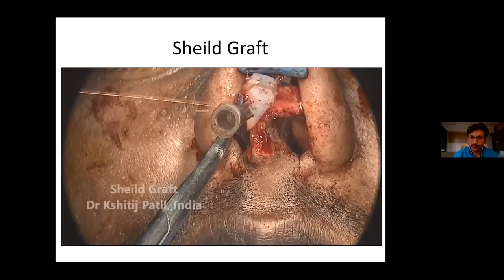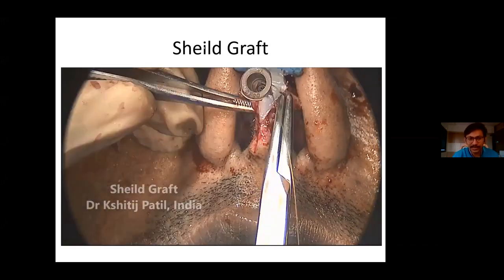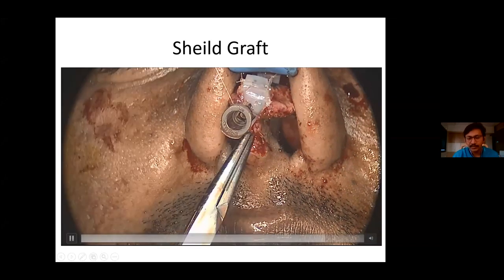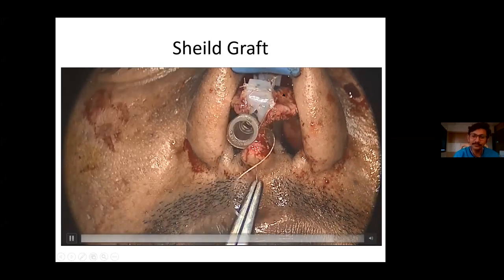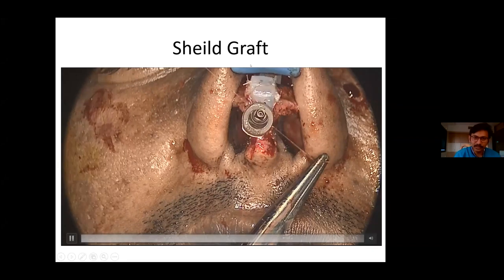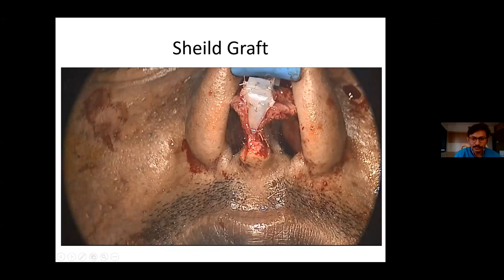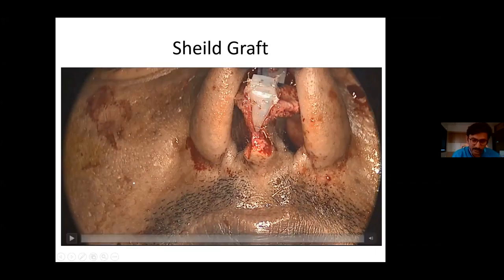Also, there is some amount of deformity that is created over here, which will give you a seagull deformity. So it's better to put a graft over here also, by means of a lateral crural onlay graft.